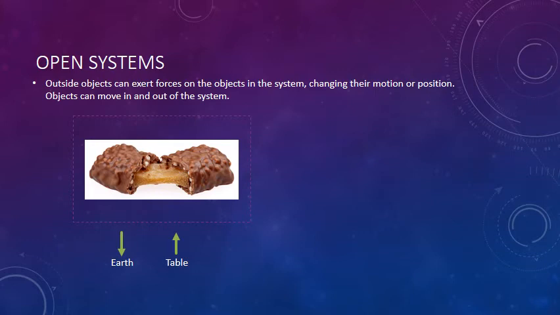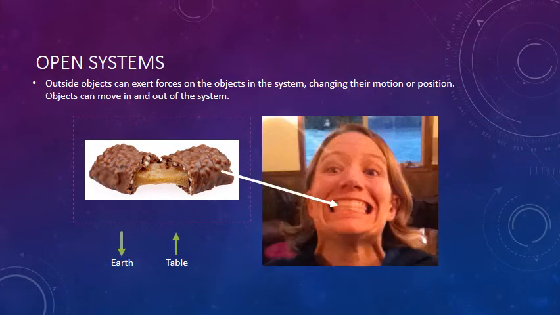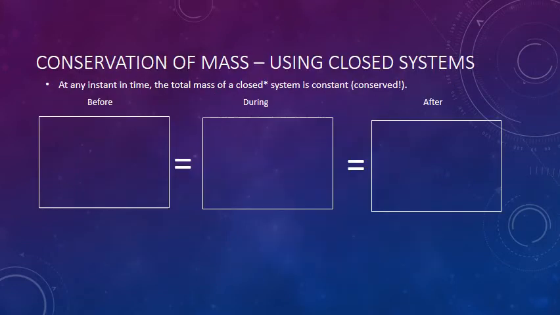Those forces might change the motion or the position of the candy bar, depending on whether it's falling or what's occurring to it. And objects can also move in and out of the system. So I can actually take that candy bar out of the system and put it in my mouth if I want. And we can keep track of those kinds of things when we're talking about open systems. So the big concept of conservation of mass can actually be dealt with either with open or with closed systems. Let's start with talking about closed systems.